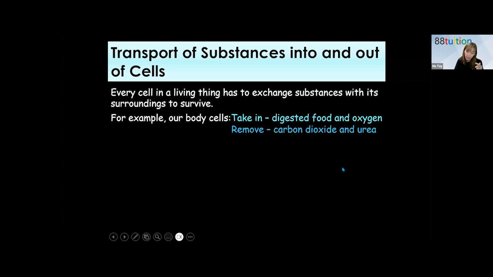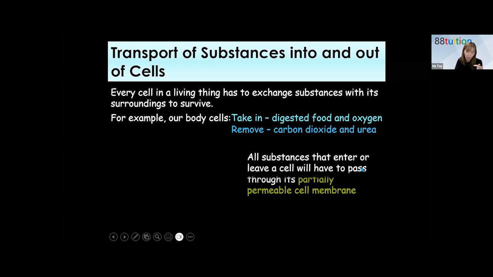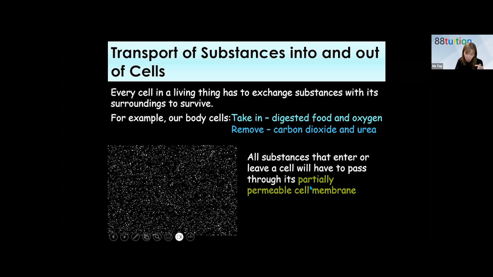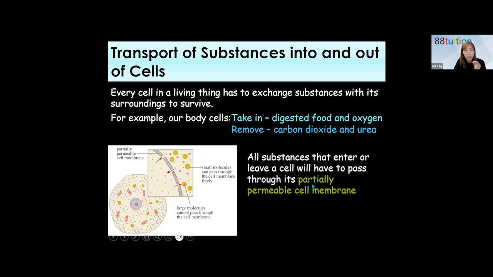So all substances that enter or leave a cell will have to pass through this very important partially permeable cell membrane. I introduced this term to you earlier. We talked about partially permeable two lessons ago. Other than partially permeable, there are other terms they use also. Do you still remember what the other terms are?